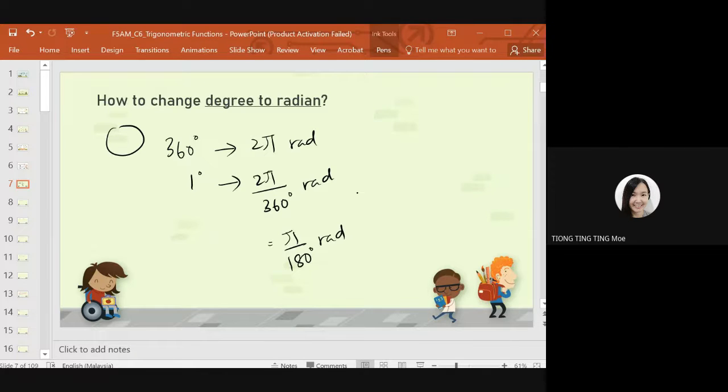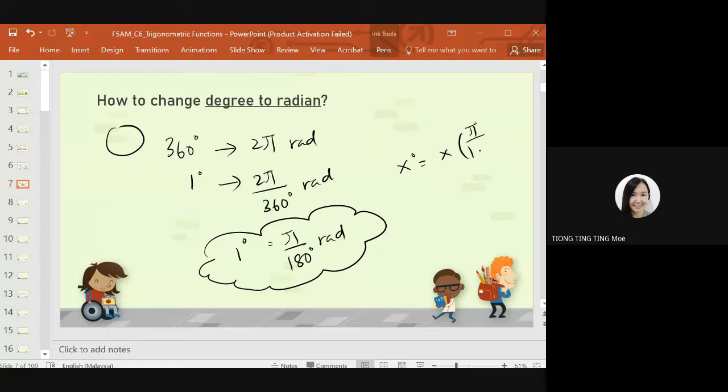Okay, 1 degree. I remember this one. So 1 degree equals pi over 180 radians. Don't write the degree, also never mind. So for example, if you have x degrees, x degrees equals how many radians? x degrees equals x multiplied by pi over 180 radians. That's it.